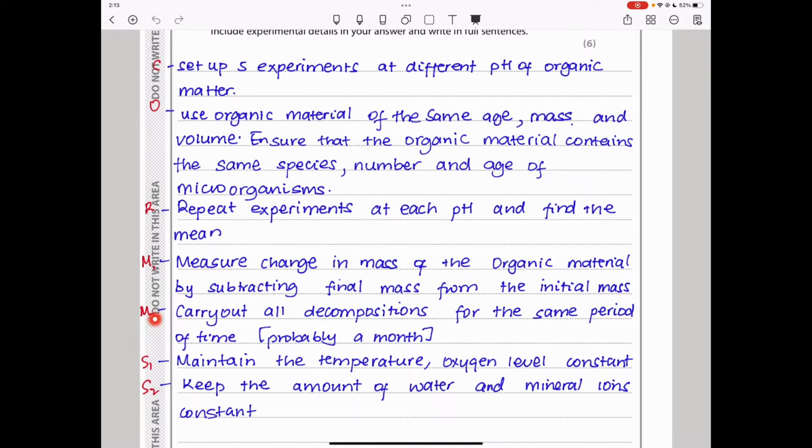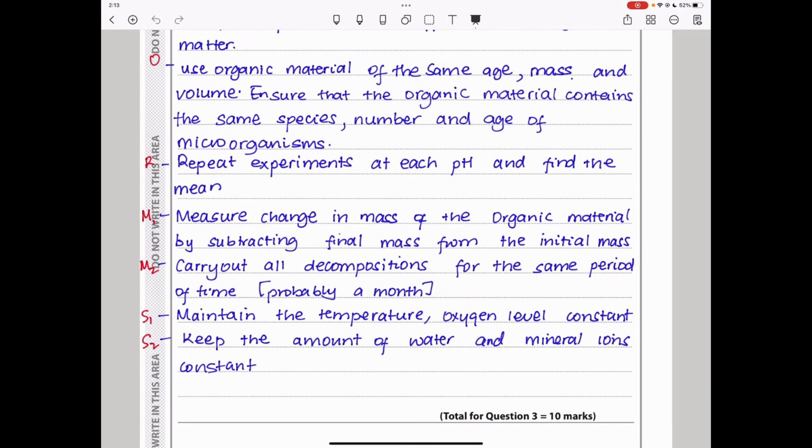And then M2 could be usually for time or for something else. So carry out all the decomposition for the same period of time. You are assuring the examiner that you are consistent. So it could be probably a month and so on. And then S1, maintain. Here S1 and S2 are for the variables you're trying to maintain or to prevent from changing.